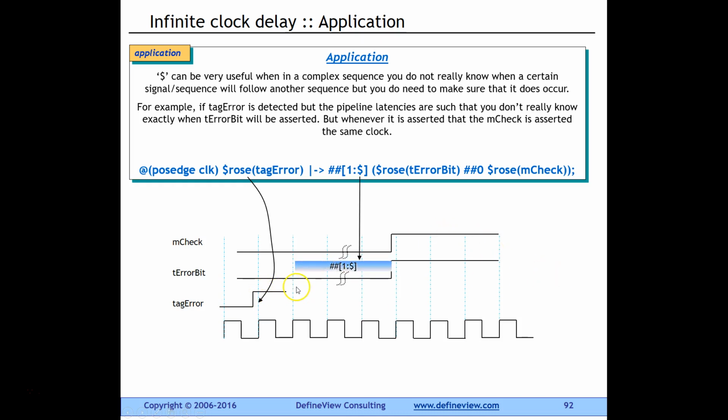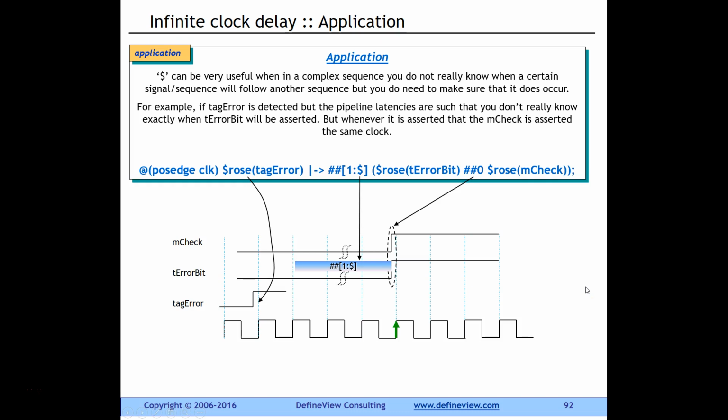Then after that, one clock later, which is what this ##1 means. So after this, after 1 clock, we wait forever till the T error bit goes high. It's edge sensitive. And whenever it goes high, we make sure that M check also goes high. And if this relationship is met, then we'll say that the property passes. If not, then the property will fail, if any of this fails.